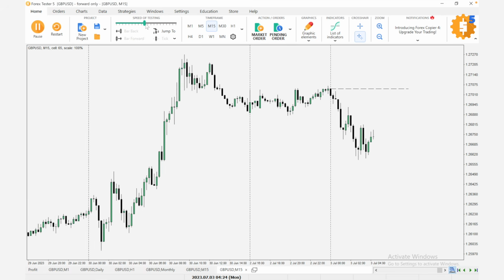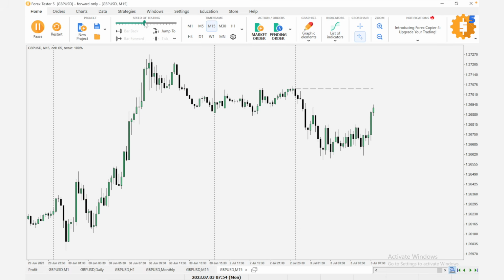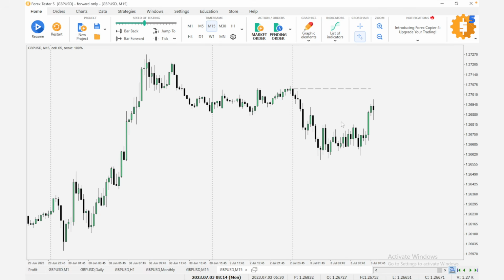Let's speed up a little bit. We do have a displacement. Oops, let's slow down a little bit. As you can see, we have our displacement. Sorry, this is our liquidity raid, and we can also see our market structure shift right over here. And we have our fair value gap forming right over here.